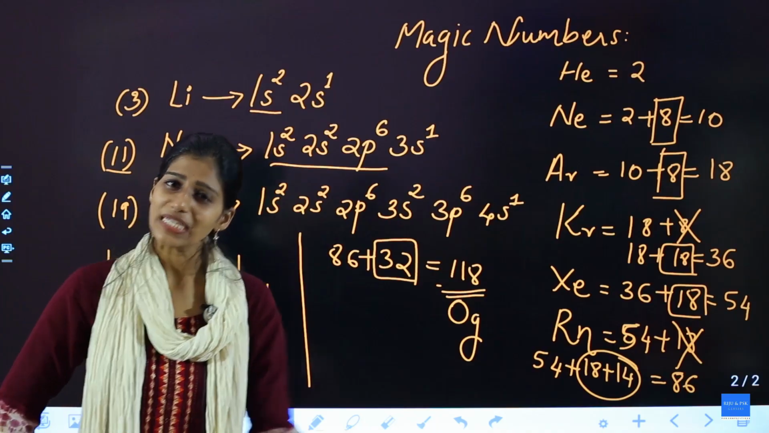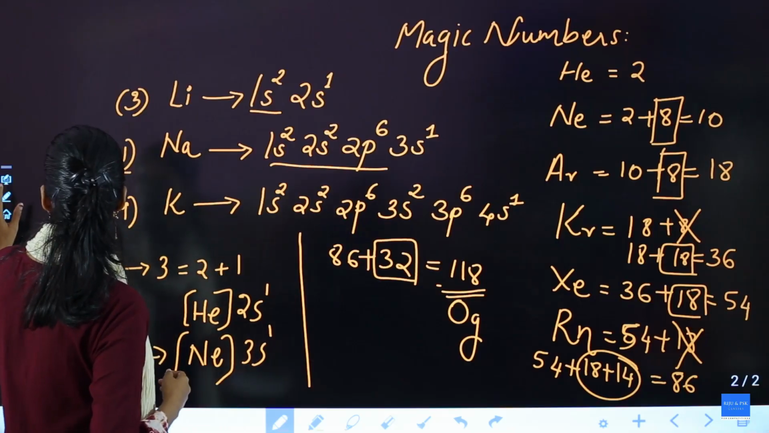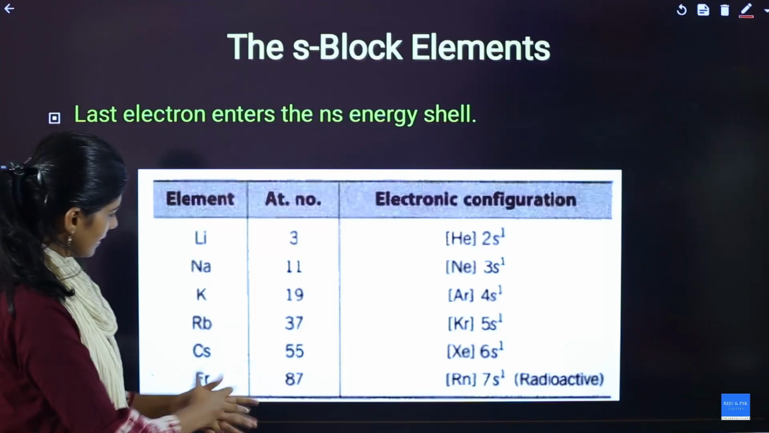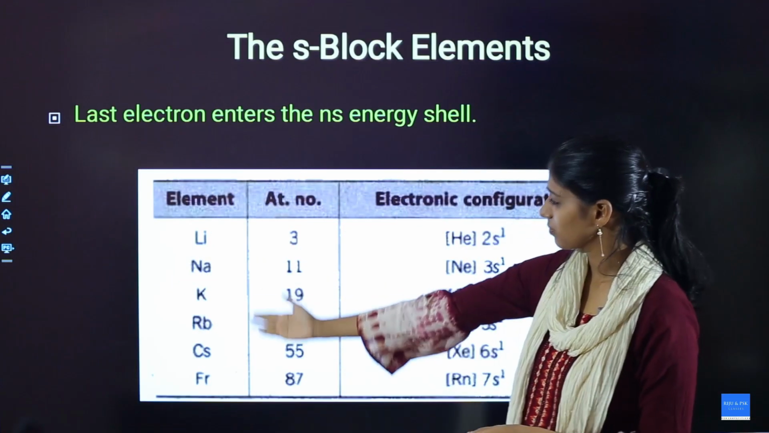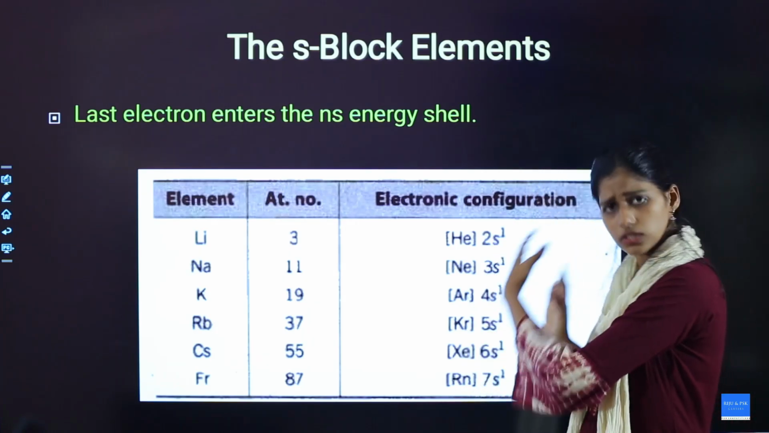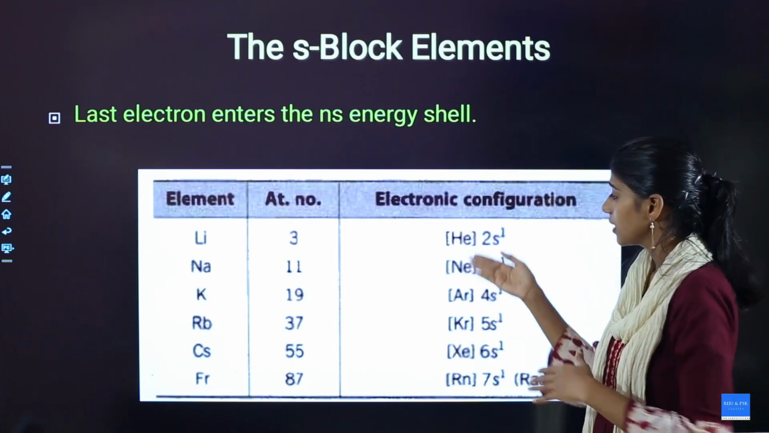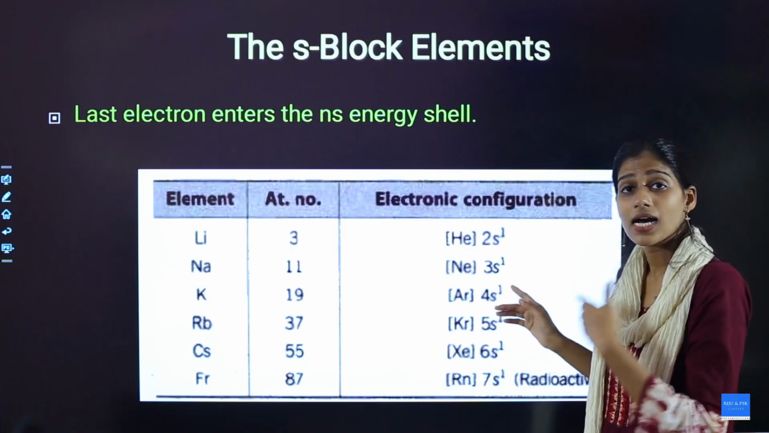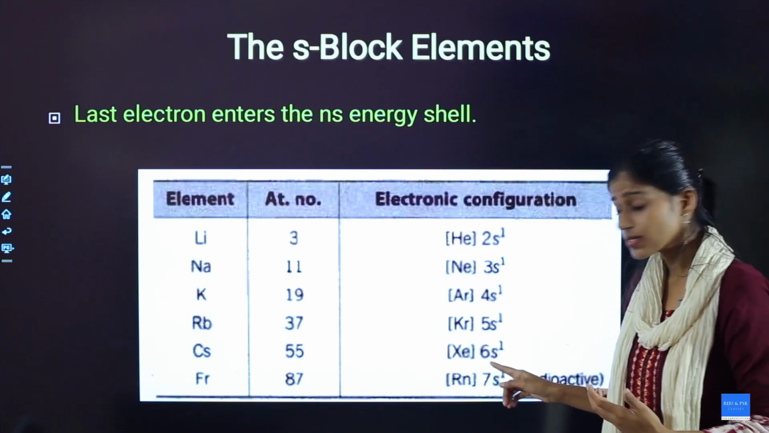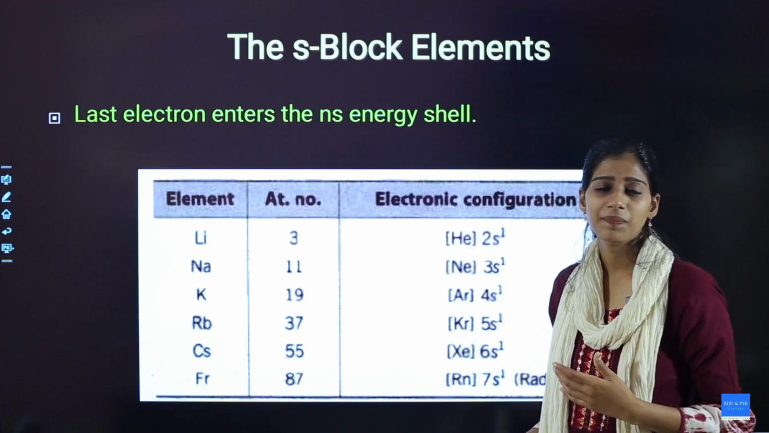So, for that you need to know the atomic numbers of all the noble gases. So, let us consider the next one. Here I have written that you have lithium, sodium, potassium, rubidium, cesium and francium. If this is not clear, this is what we have just explained. Lithium is written as helium 2s1, then sodium neon 3s1, argon 4s1, krypton 5s1, xenon 6s1, radon 7s1. Isn't it easy? So, this is how you can write.